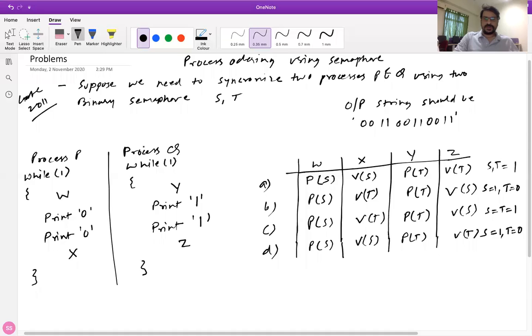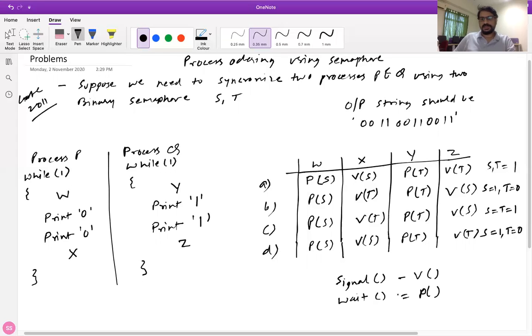And instead of W, X, Y, and Z, which were written in process P and process Q, we have to replace them with the actual functions. Now, what is P and what is V? We know a function in the semaphore called signal, right? What do you mean by signal? Signal here is V, and wait is P.